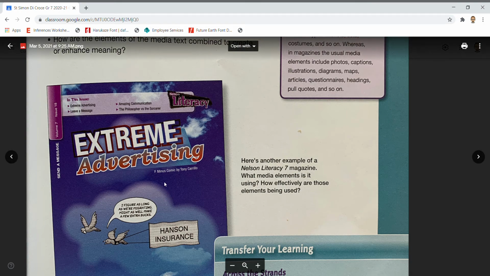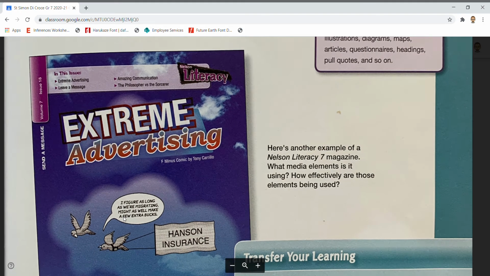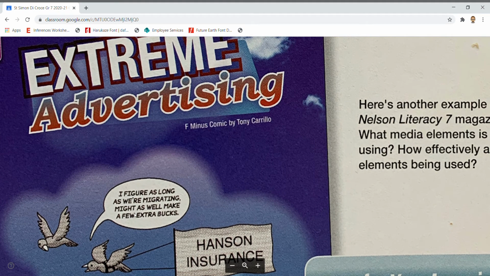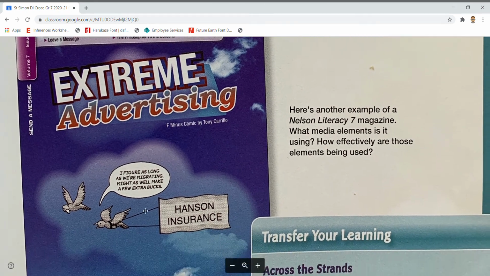Extreme advertising, comic buy. I figure as long as we're migrating, might as well make a few extra bucks.